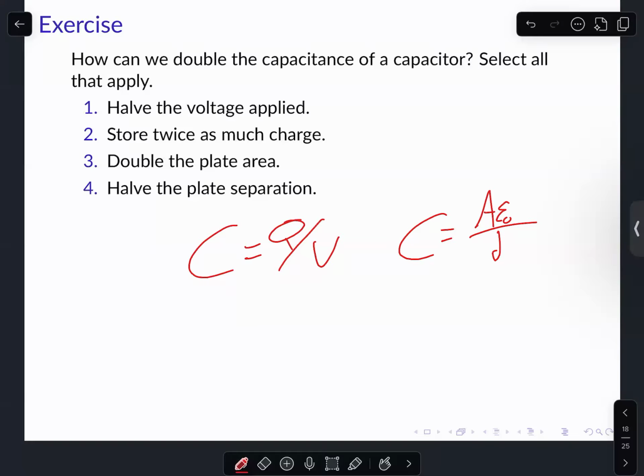If I halve the amount of voltage on a resistor, I will halve the current through it, not the resistance of it, right? If I halve the charge on the capacitor, I won't halve the capacitance. What will happen is the voltage will decrease. The voltage will go down.